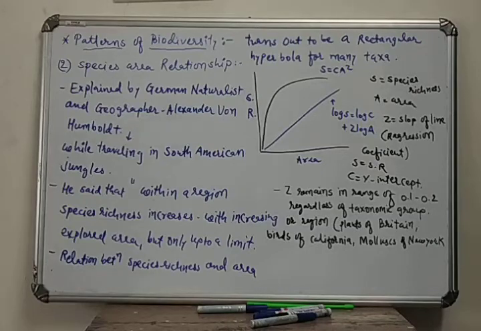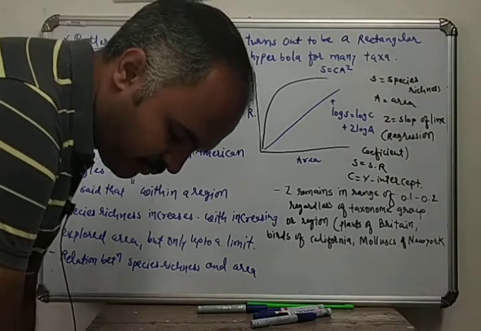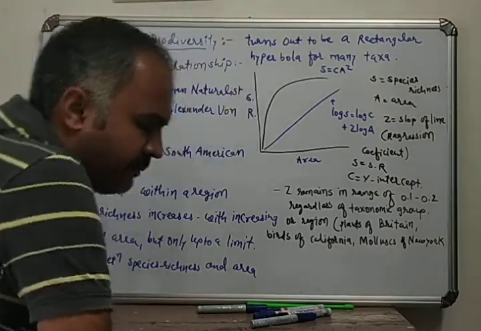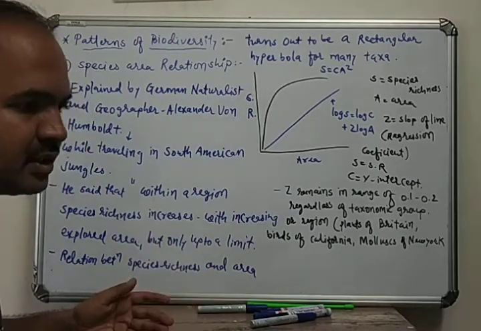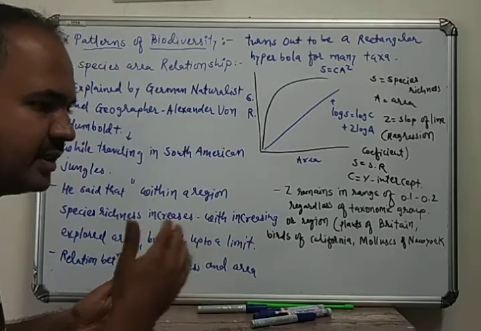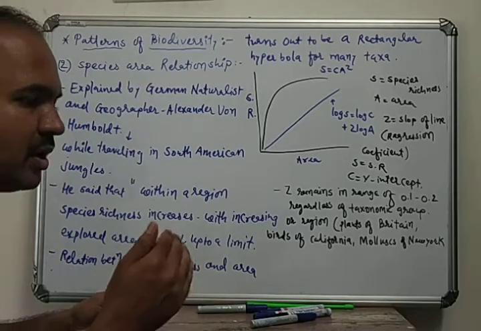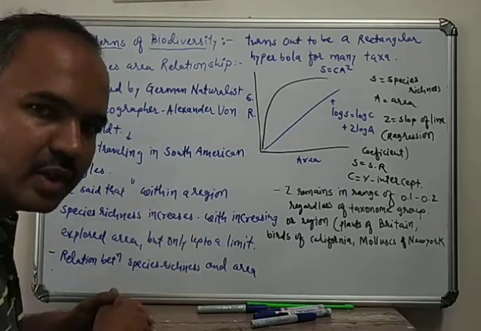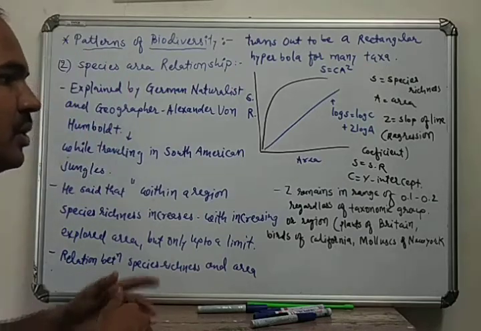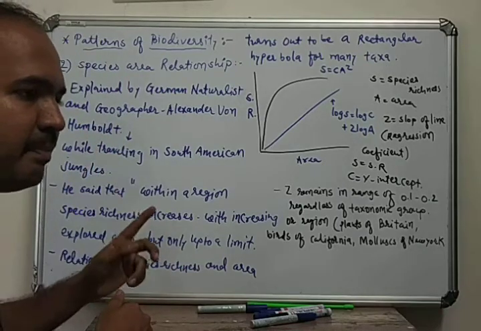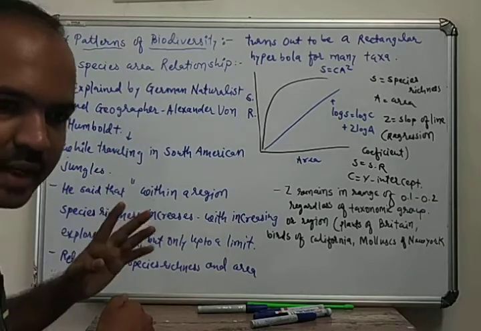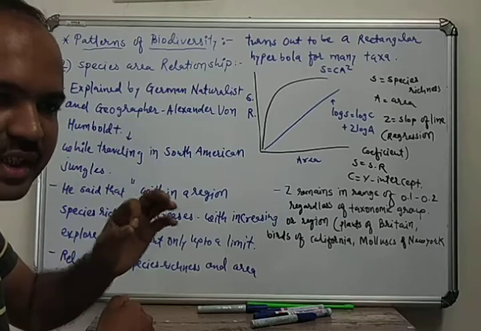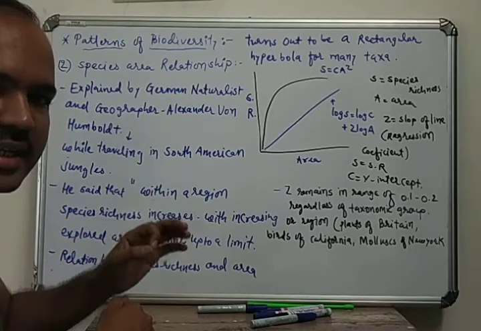Students, in the previous video we talked about the biodiversity of India and then about patterns of biodiversity, and in that we discussed latitudinal gradients and the regions of high biodiversity in the tropical regions. Okay, today we will talk about the second pattern of biodiversity, that is the species area relationship.